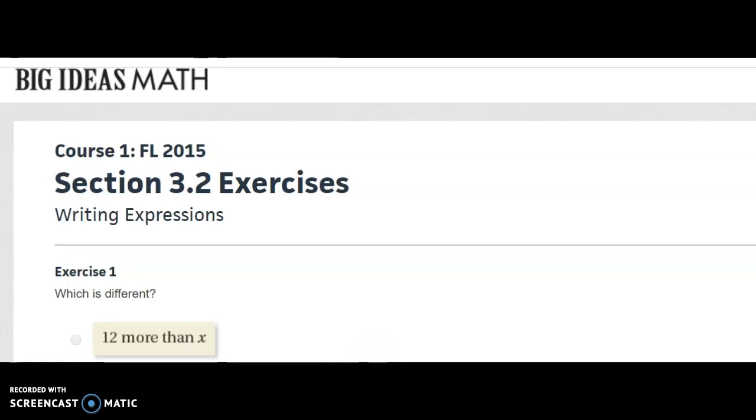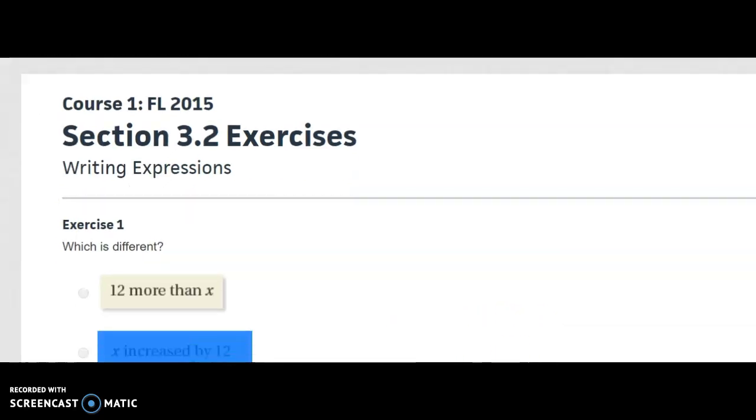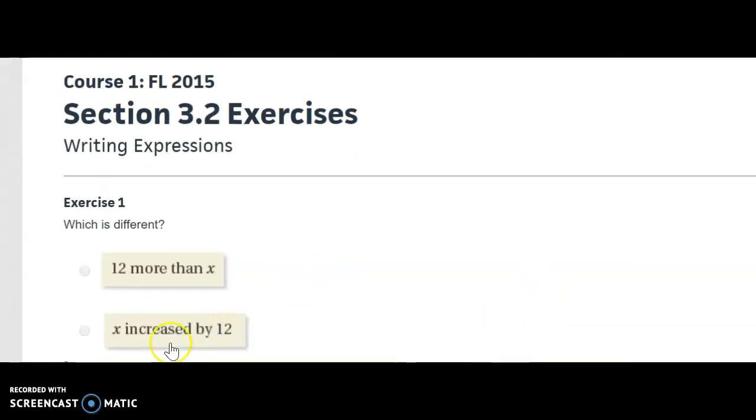When we see the word increased, x is increased by 12. It's the same thing as saying 12 more. I'm going to increase your salary by $12 a week. Or I'm going to tell you, I'm going to give you $12 more each week. Either way, you're getting $12 more.